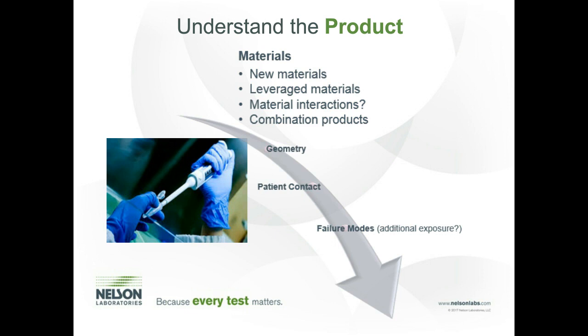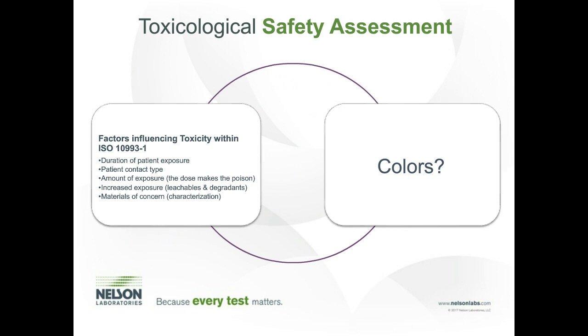And then failure modes. You need to look at additional exposures from a device where like a balloon may burst or something along those lines. So these are things that you have to understand from a material in your initial BEP. Then, if you don't have a lot of information from your materials, then one thing we can do is a toxicological assessment within those.